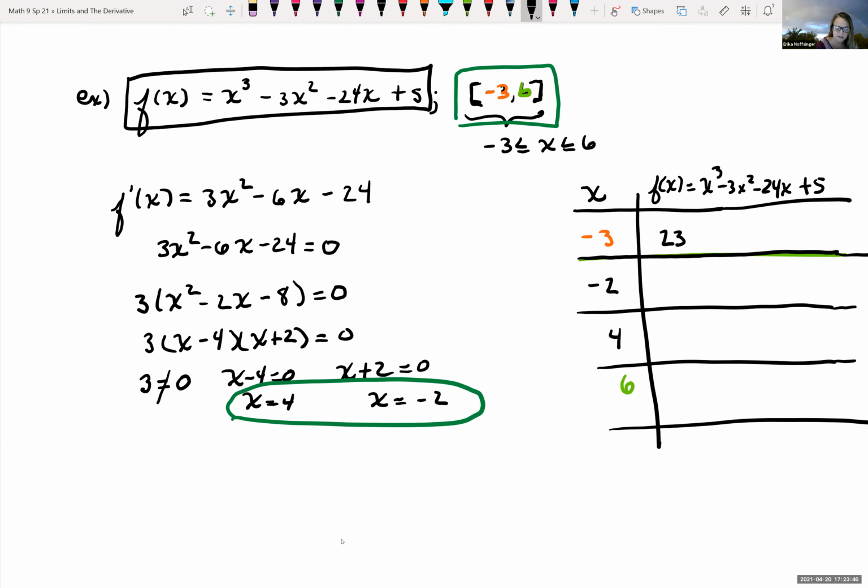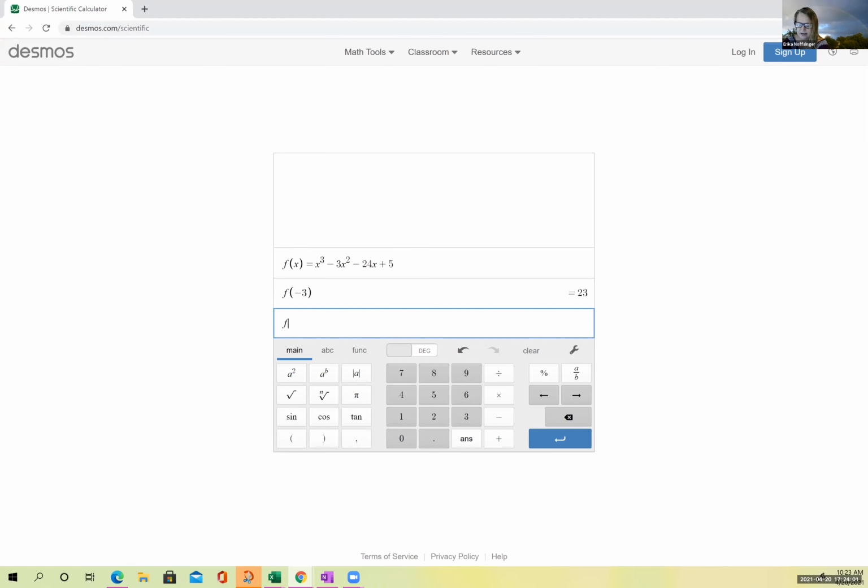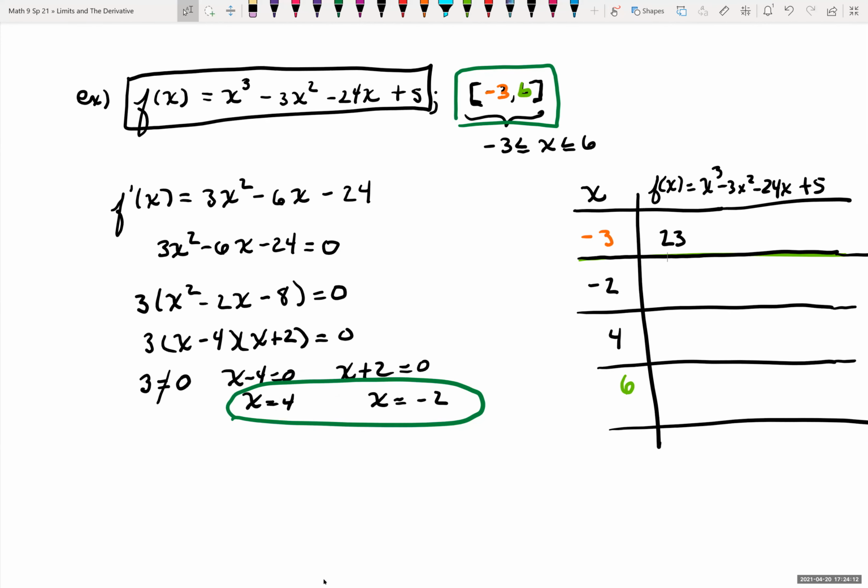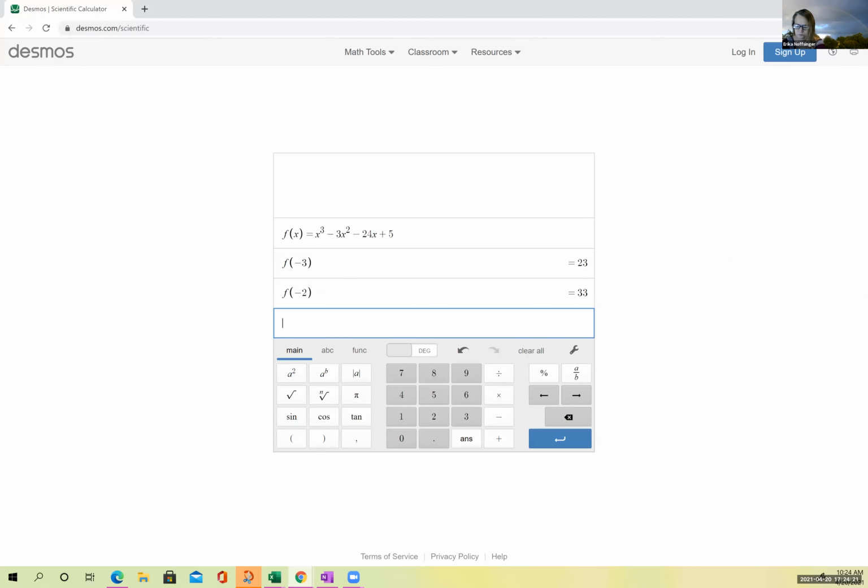So now let's go back into Desmos and plug in -2. So it's doing the work for us. It's plugging in -2 wherever we see an x in our original function. So f of -2, we get back 33. F of 4, we get back -75.